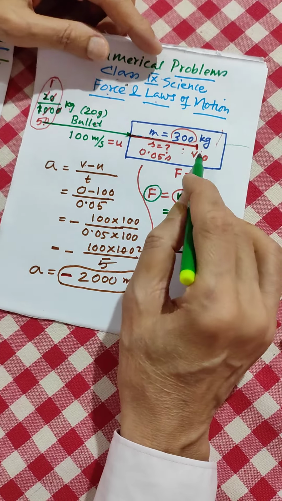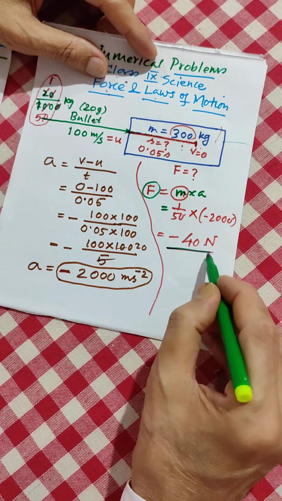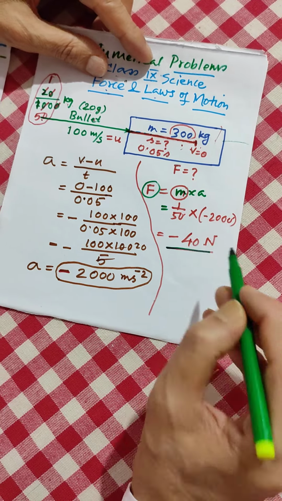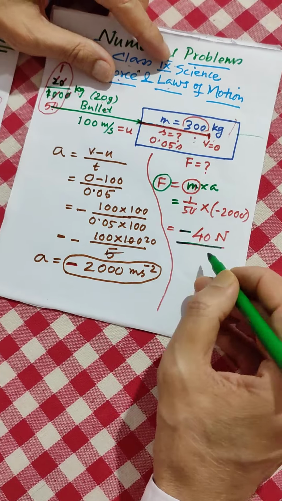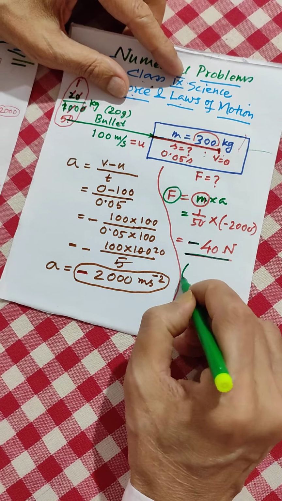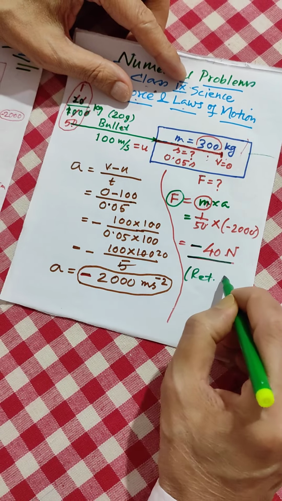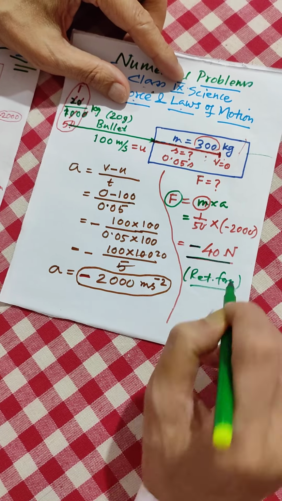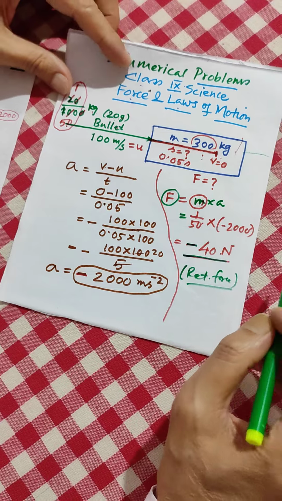Force exerted by the block on the bullet is how much? Minus 40 Newton. Now this minus means it is a retarding force. So in the exam you will write the meaning of this. You will write retarding force. Okay. So this is the answer.